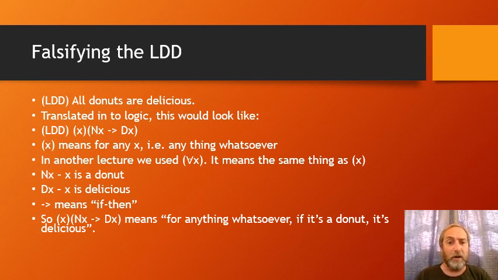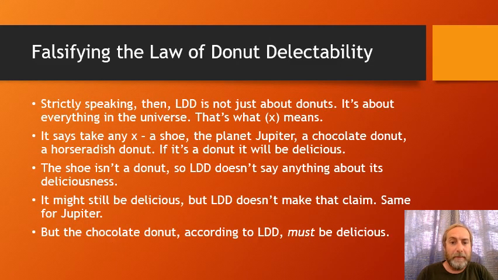So here's all donuts are delicious. Translated into logic looks like this. You got the parentheses with the X. Sometimes I put an upside down A, but different people do it different ways, so I want you to get used to both. So (x) in parentheses means for all x, for everything in the world, Nx, if it's a donut, arrow, then Dx. It's delicious. I had to use N for donut because I didn't want to use two Ds, right? So again, it means for anything whatsoever, if it's a donut, then it's delicious. That is the law of donut delectability.